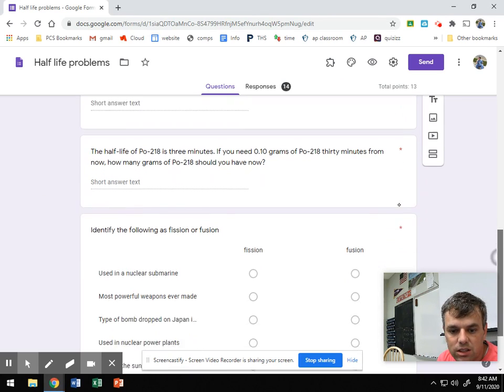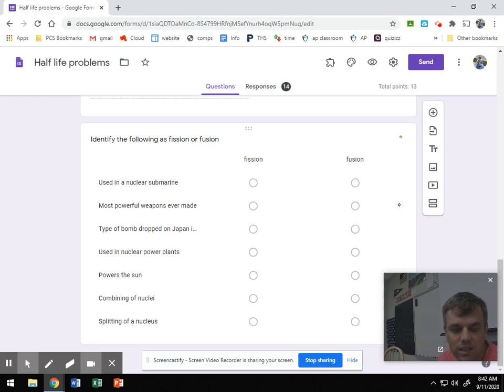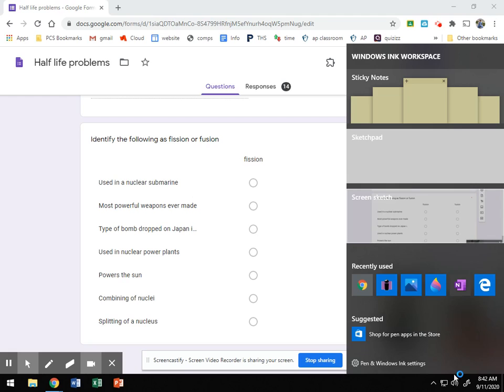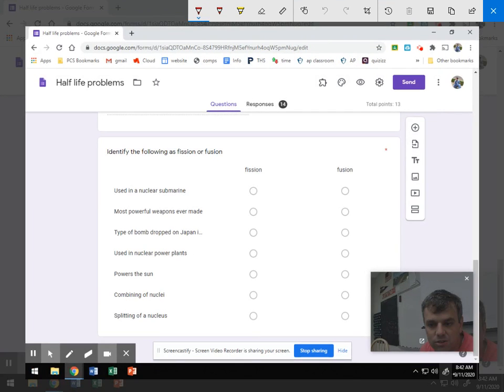Then the last thing, I think everybody got this right on identifying fission versus fusion. This was not rocket science here. Submarine uses fission. Most powerful weapons are fusion. Japan, we used fission bombs. Nuclear power plants, fission. The sun is fusion. Combining nuclei is fusion, and splitting nuclei is fission.